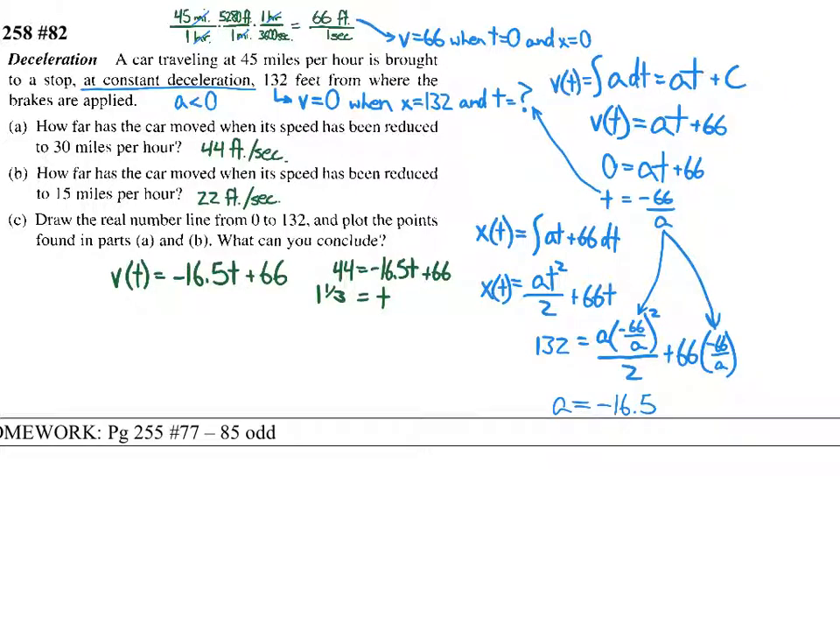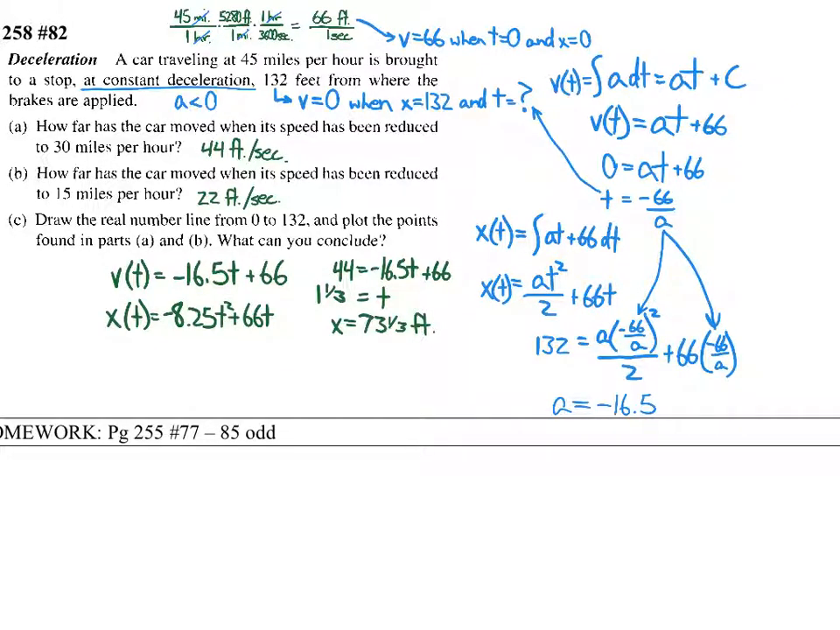Now I plug that into my position function. x of t, with A being negative 16.5, divided by 2 is negative 8.25t squared plus 66t. So now if I plug in 1 1/3 into here, we get x is 73 1/3 feet. And that's our answer for part A.